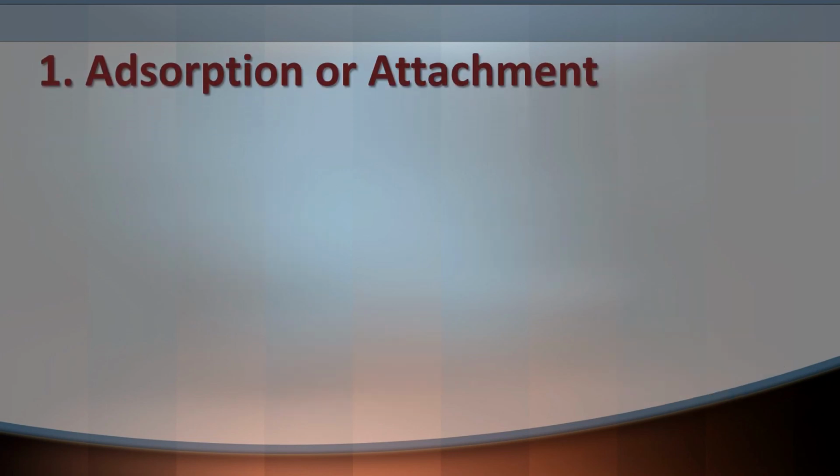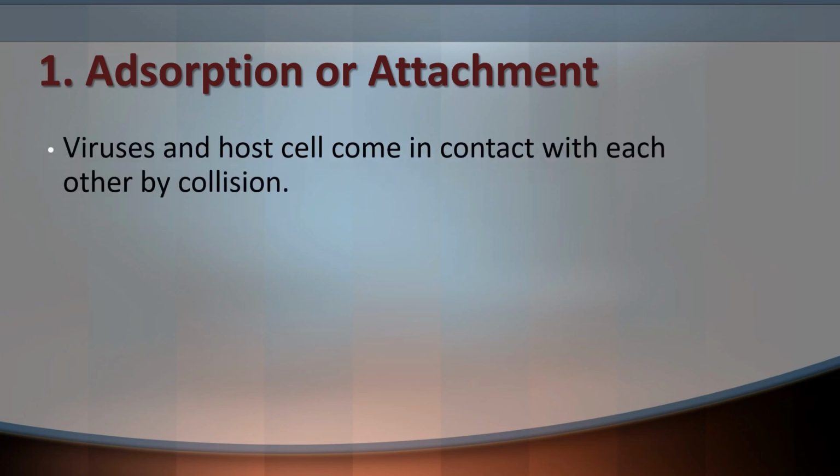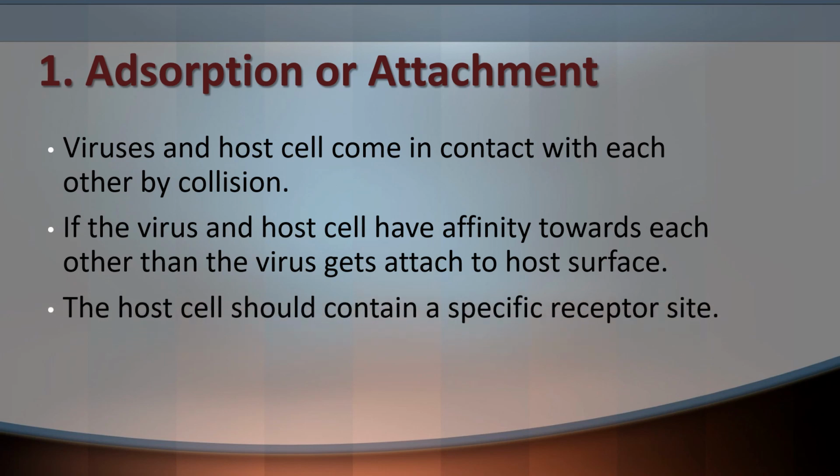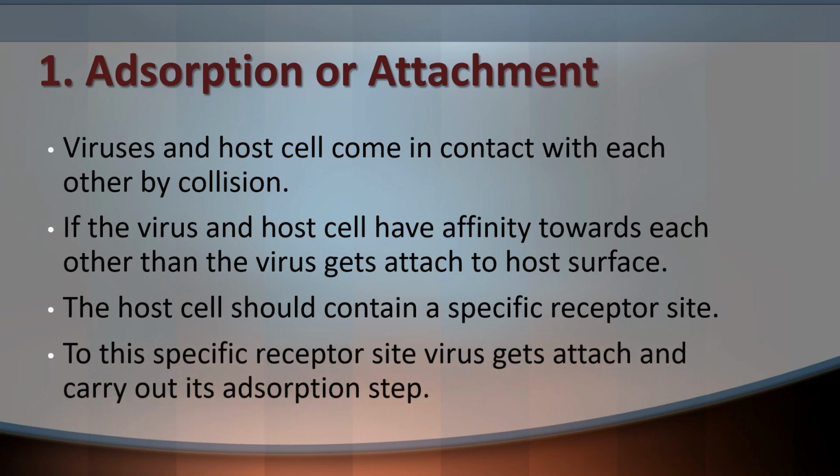Now let's see these multiplication steps in detail. The first one is adsorption or attachment. Viruses and host cell come in contact with each other by collision. Now in nature, host cell and viruses collide with each other. Now if the virus and host cell have affinity towards each other, then the virus gets attached to the host cell. So affinity between host and virus cell is important for attachment. The host cell should contain a specific receptor site. To this specific receptor site, the virus gets attached and carries out its adsorption step.